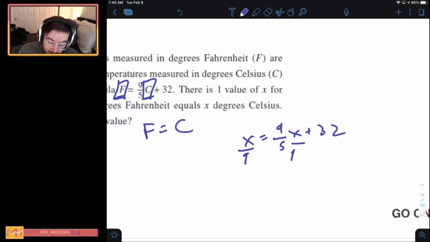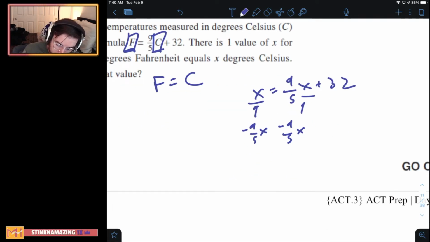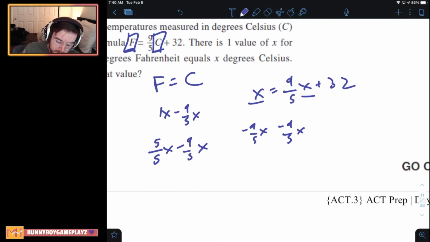We need to get our x's together, so we need to subtract 9/5 x, which I know might be stressful for you with fractions. Off to the side here, 1x minus 9/5 x is the same thing as 5/5 x minus 9/5 x. So 5 minus 9 is -4/5 x equals 32.